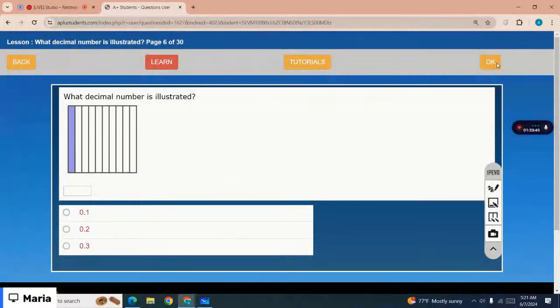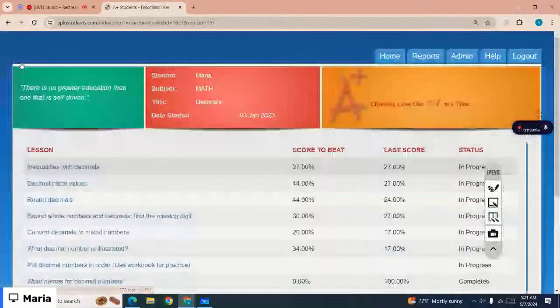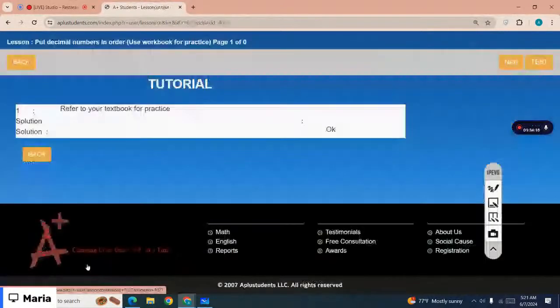That is 0.1. Okay, you can complete the lesson by yourself later today. Let me just move on to the next lesson. The next lesson is put decimal numbers in order. I think the lesson is move to the new lesson. Yes, you have to refer to the textbook.